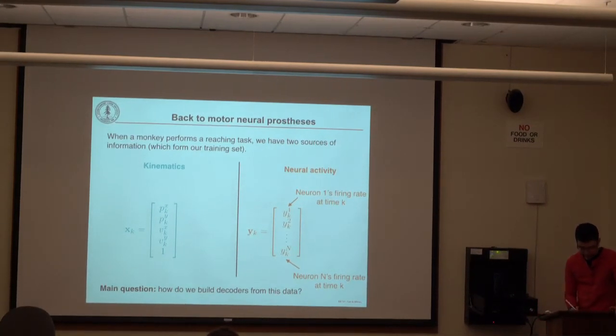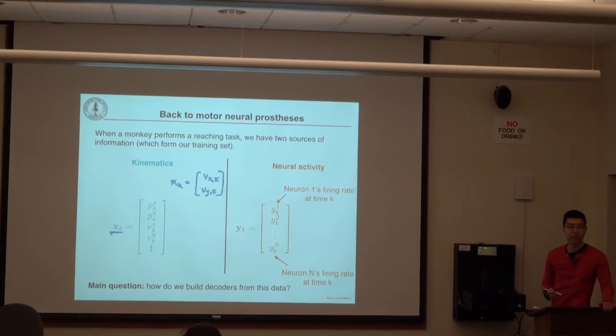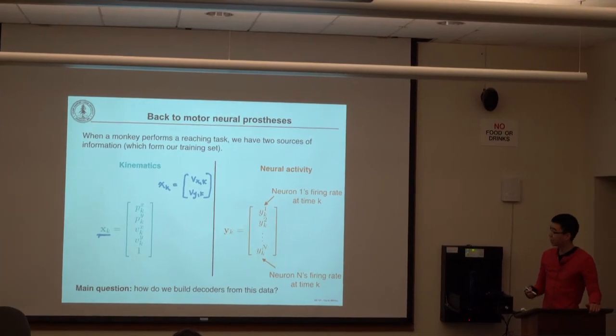And so for the rest of this class, his kinematics will be these variables, the xk. And for this lecture, xk is just going to be the velocities that we decode. So there'll be the x velocity at time k and the y velocity at time k. And so this is literally at every single time point, what was the monkey's arm reaching speed and direction. And at the same time, from his Utah electrode arrays that we have implanted, we'll have his neural activity.